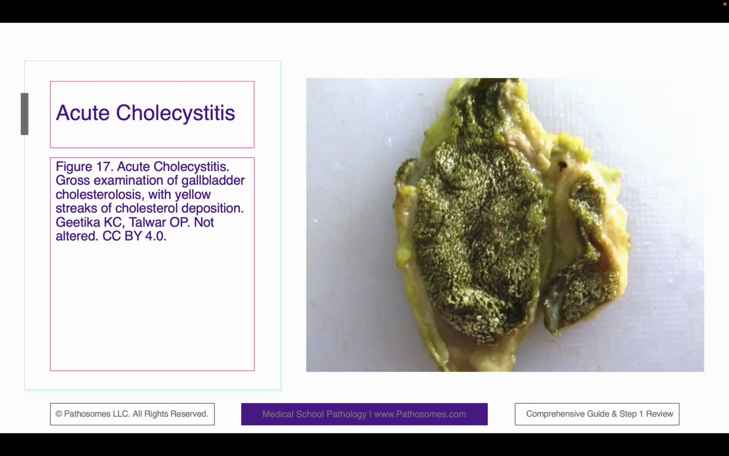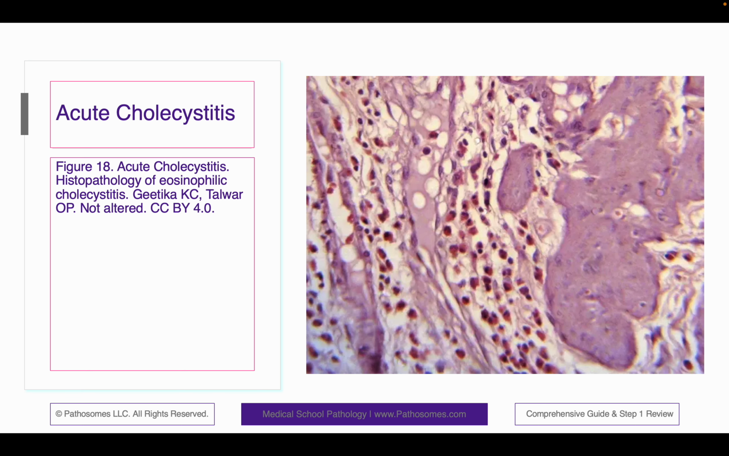Here we have a gross examination of a gallbladder that was bivalved and opened up. So you're actually looking at the internal surface of the gallbladder. Note the yellow streaks of cholesterol deposition. And here we have an H&E stain from a patient with eosinophilic cholecystitis. You see all the eosinophils?